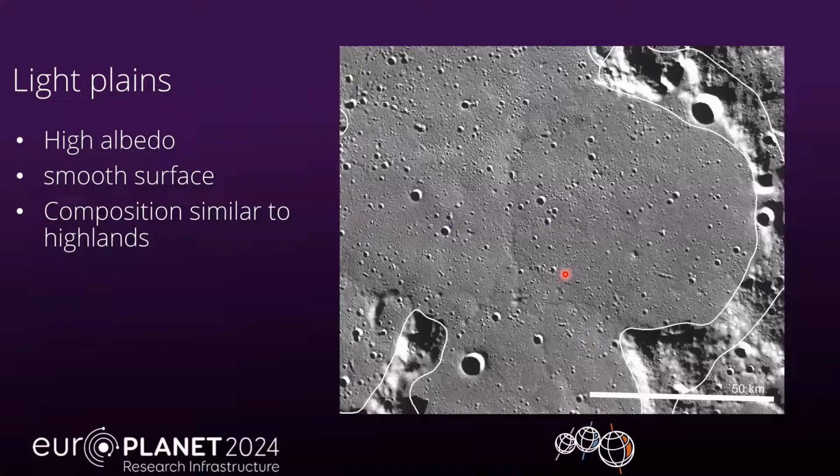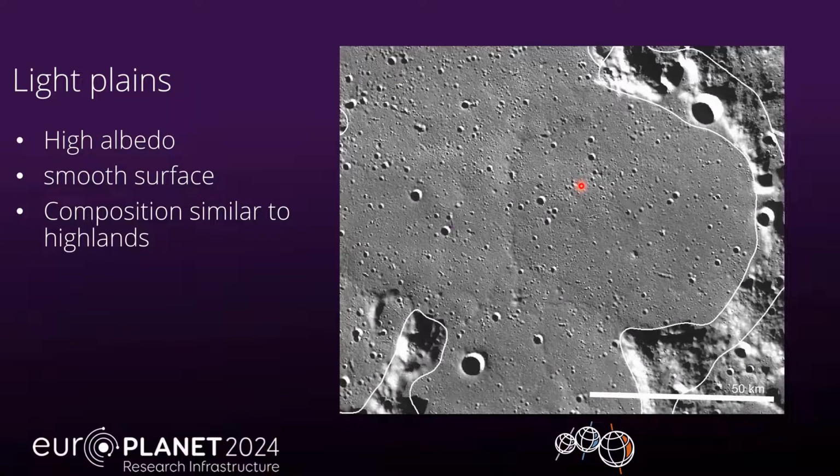So the name says it all. They're light in albedo and they're plains units, so they're flat and smooth. Generally, however, they have more craters on them than the Mare basalts. And so we know that they're relatively older. And then the question is, how did they form?